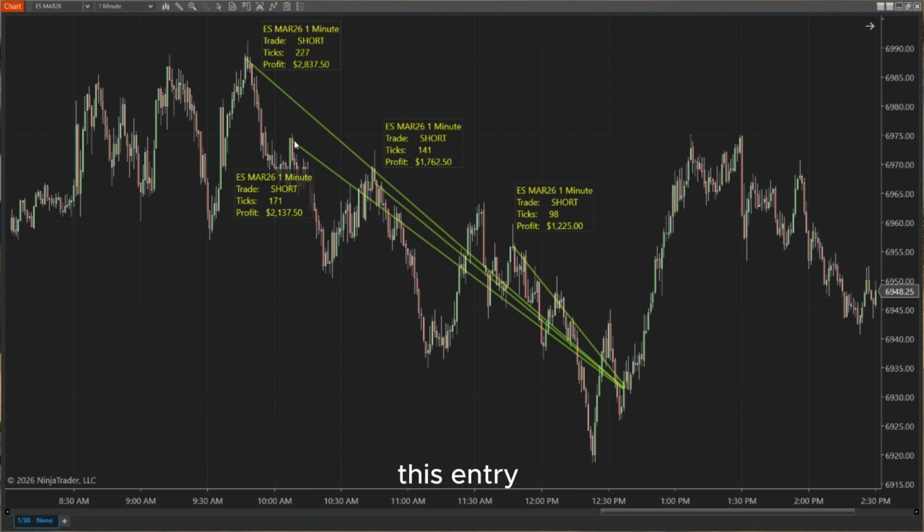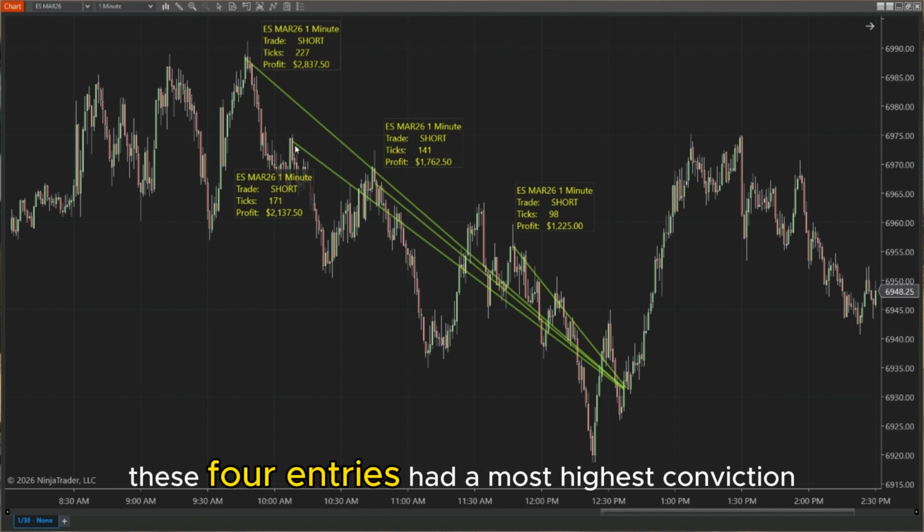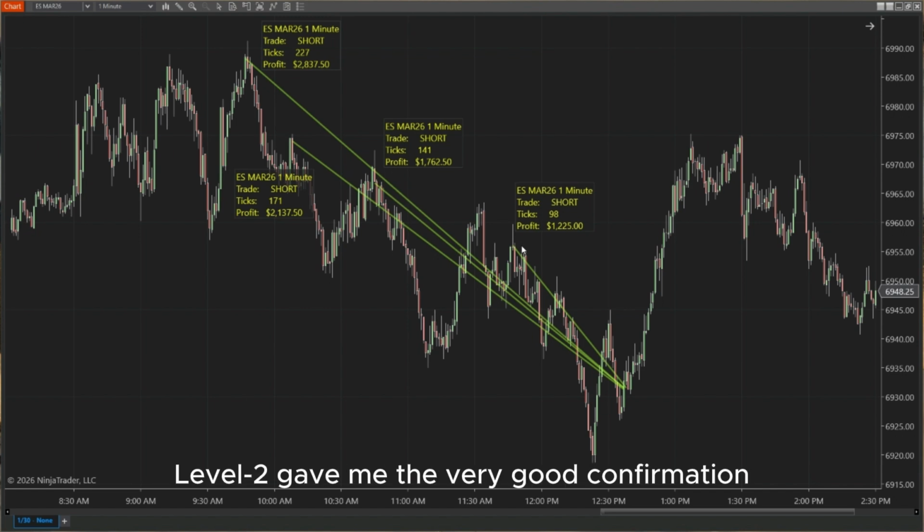If you are not going to look at the level 2, this entry is in the middle of the range. Most of them will miss this entry, and again miss those entries. I'm going to show you why these 4 entries had the highest conviction by looking at the order flow. Level 2 gave me very good confirmation, and that's why I'm able to enter.